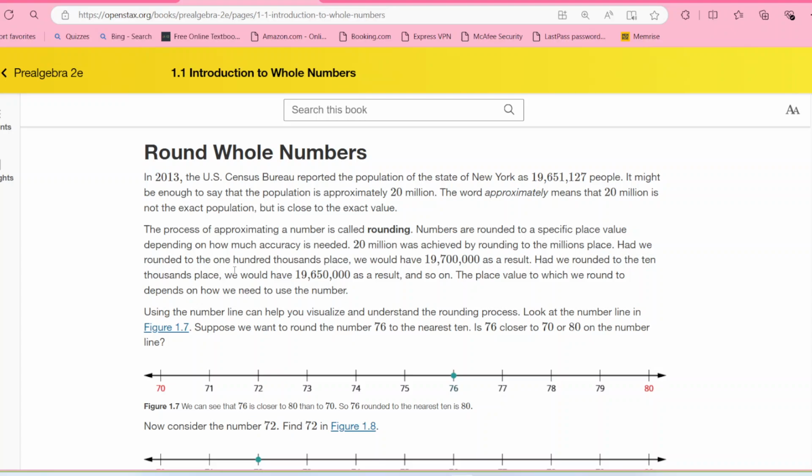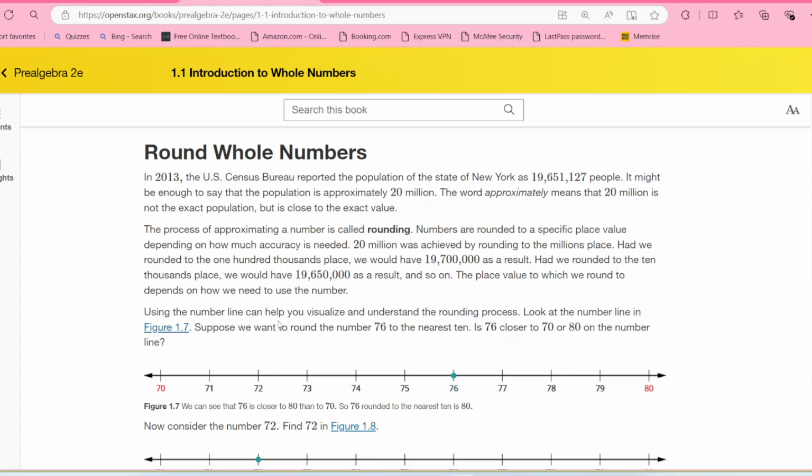Had we rounded to the 100,000s place, we would have 19,700,000 as a result. Had we rounded to the 10,000s place, we would have 19,650,000 as a result, and so on. The place value to which we round depends on how we need to use the number.